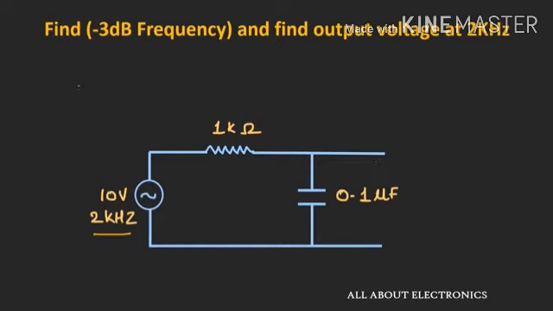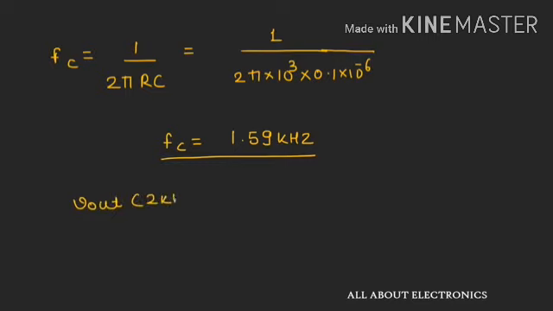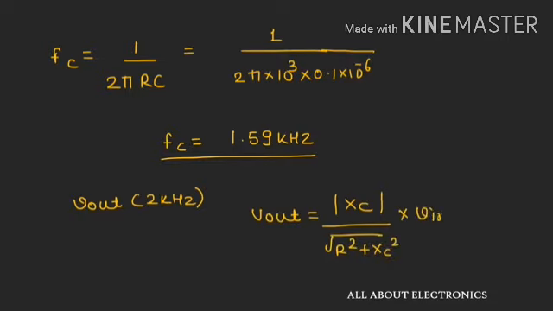So now first of all, let us find the cutoff frequency for the given low pass filter. As we know, the cutoff frequency can be given as 1 divided by 2 pi RC. And if we put the values of R and C, then we will get the value of cutoff frequency as 1.59 kilohertz. Now we have been asked to find the value of output voltage at 2 kilohertz frequency. Earlier we had seen that the output voltage can be given as Xc divided by under root R square plus Xc square, into Vin.